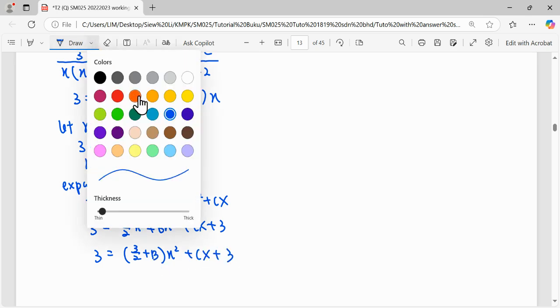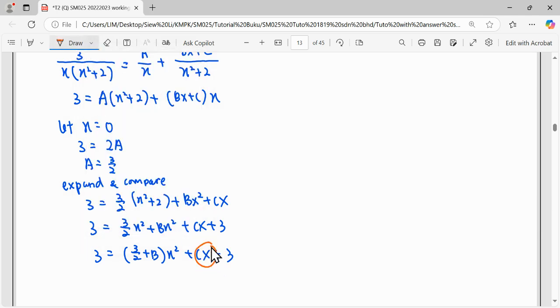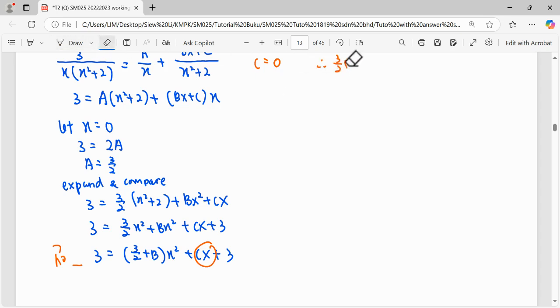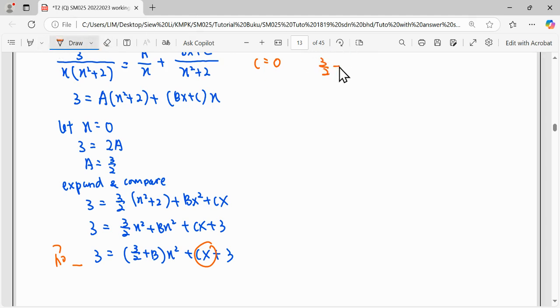So as we compare, linear we don't have, which means that cx, c is 0. And then quadratic, do we have a quadratic term? Comparing at the left hand side, we don't have, which means that 3 over 2 plus b is equal to 0. So b will be equal to negative 3 over 2.